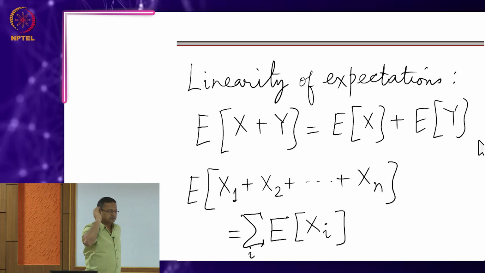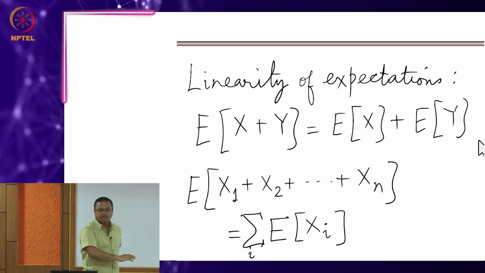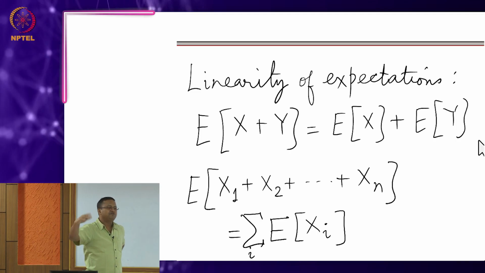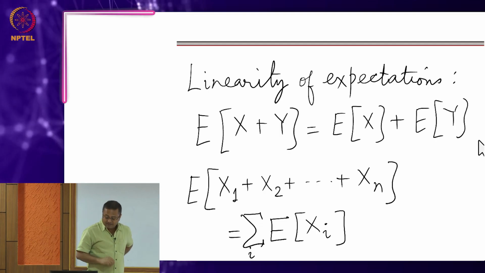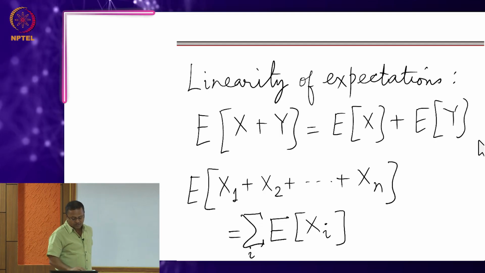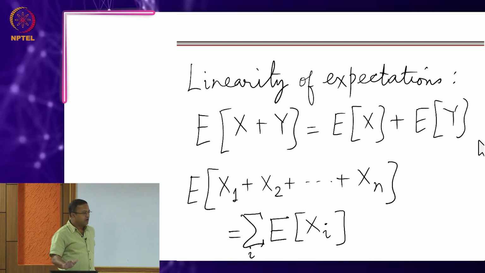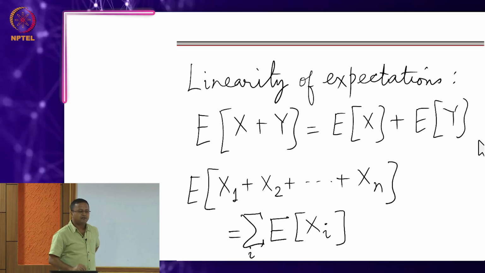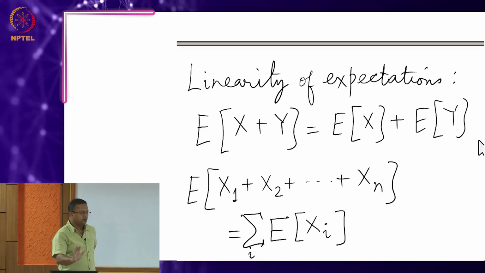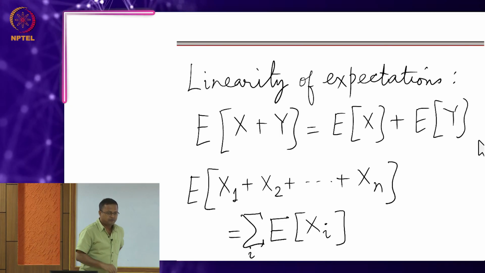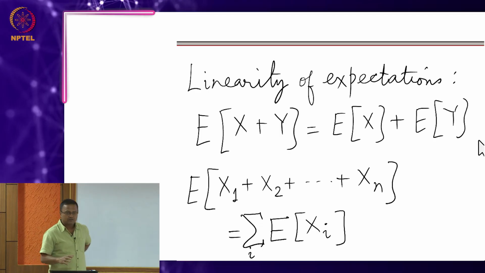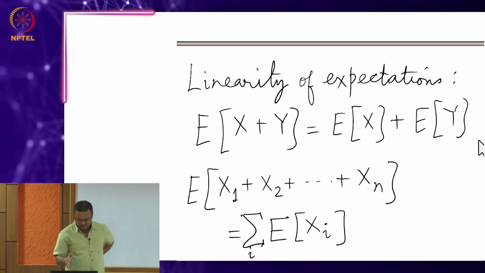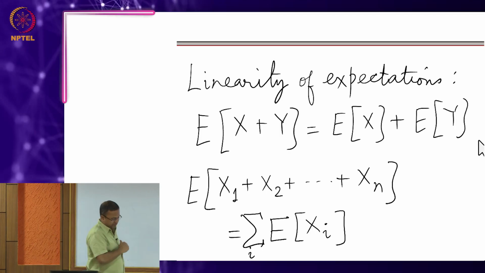So, if you can sum up these random variables and take their expectations, it is equivalent to taking the sum of their individual expectations. This result even holds if n is countably infinite under certain conditions, but let us not get into that. For us, n is a finite quantity, right. So, linearity of expectations holds for finitely many random variables.